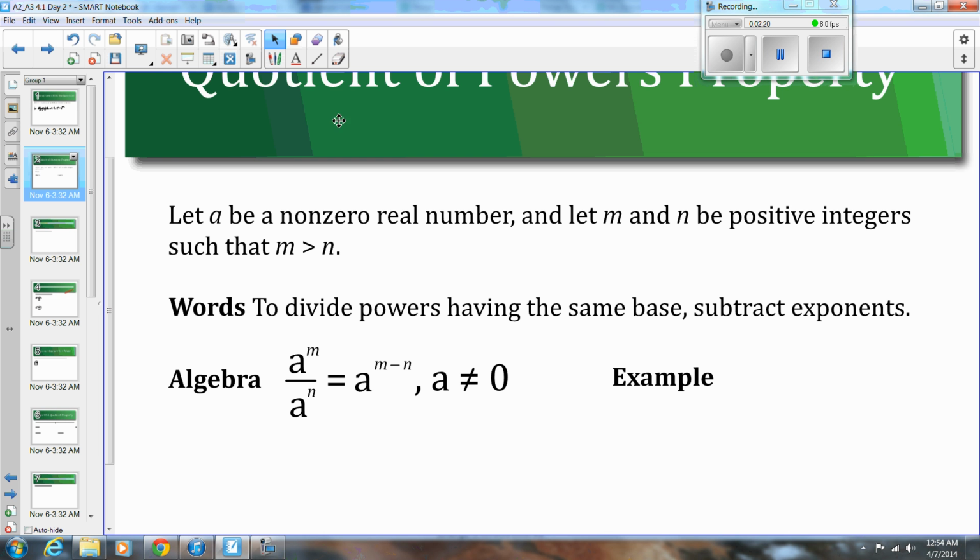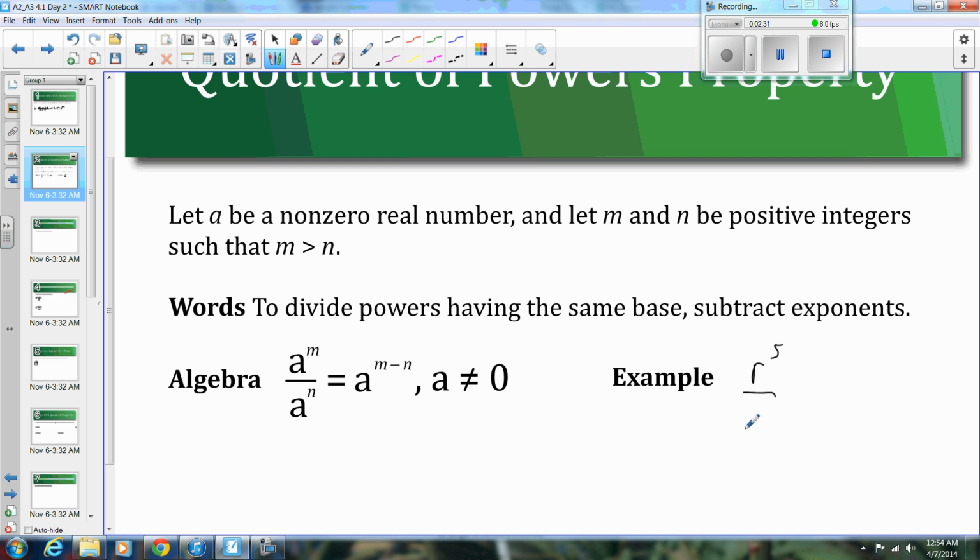So an example of that, let's take a look. Maybe let's say something like this. R to the fifth power divided by r to the fourth power. What's that? Well, that's simply r to the 5 minus 4, or r to the first, which is, of course, equivalent to r.